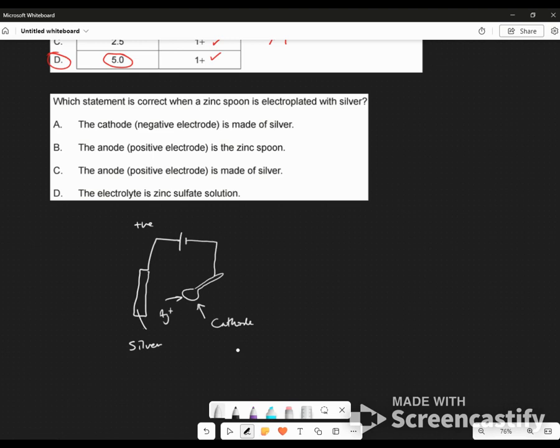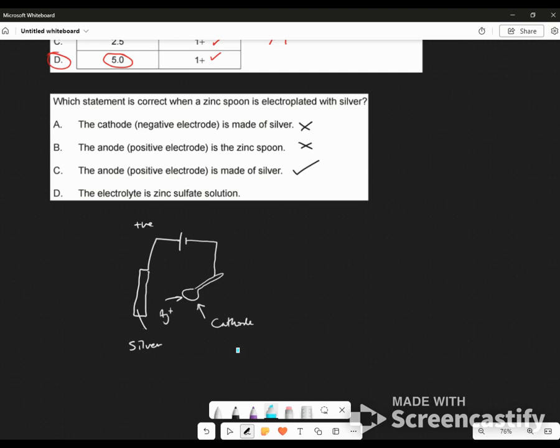All right, so let's see which one's right. The cathode, the negative electrode, is made of silver. No, that's not right. It's the anode that's made of silver. The anode is the zinc spoon. No, the anode is the silver. The anode is made of silver. Yes, that looks good. The electrolyte is zinc sulfate solution.